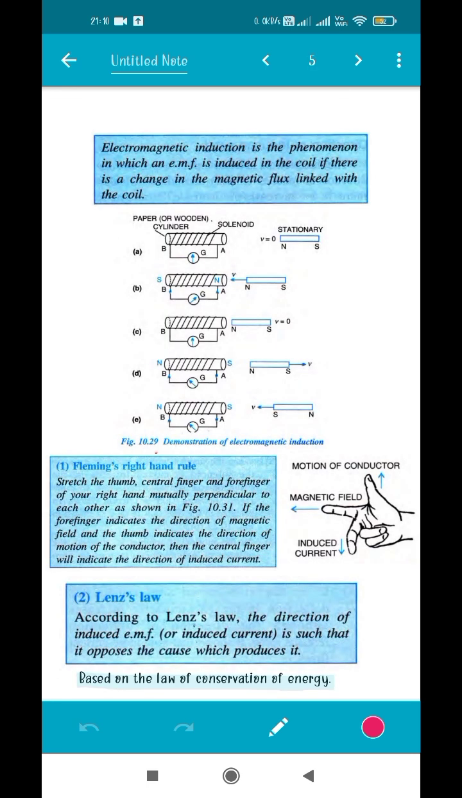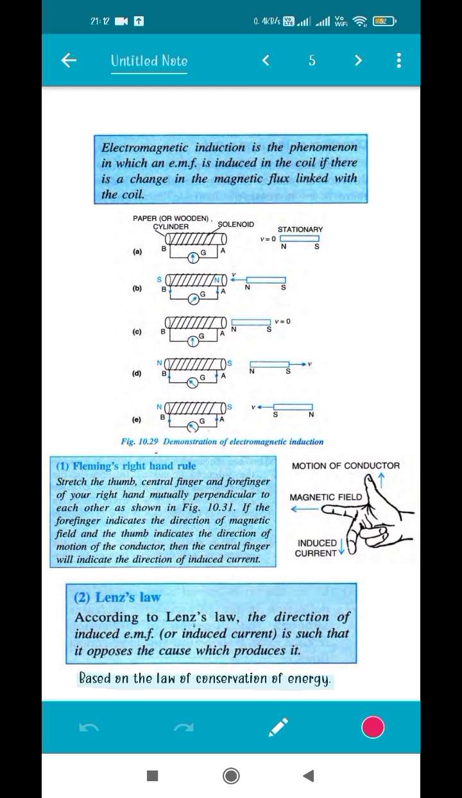Next, what is electromagnetic induction? Electromagnetic induction is the phenomenon in which an EMF is induced in the coil if there is a change in the magnetic flux linked with the coil. So what does it mean? See the figure below. We have taken a wooden cylinder which we have coiled with a wire.